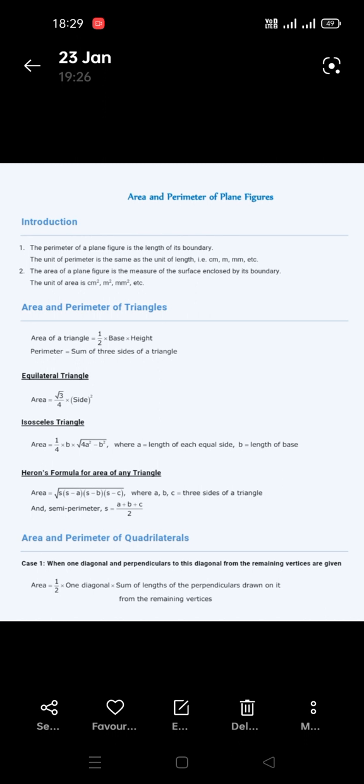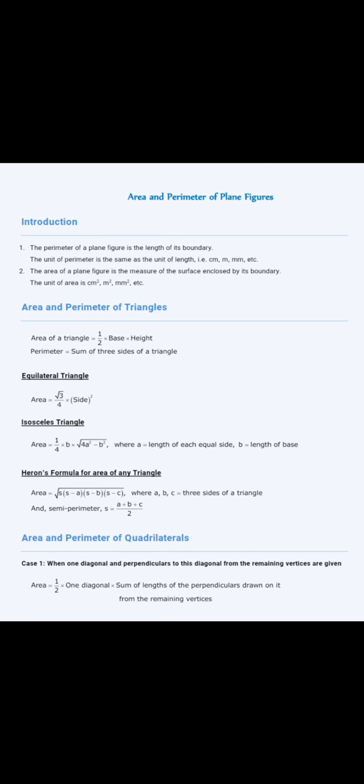I will tell you these things. So today's topic is area and perimeter of triangles. We will see what the area and perimeter of triangles are. First of all, the common formulas: the area of a triangle is 1 upon 2 into base into height, and the perimeter is the sum of all sides of a triangle.